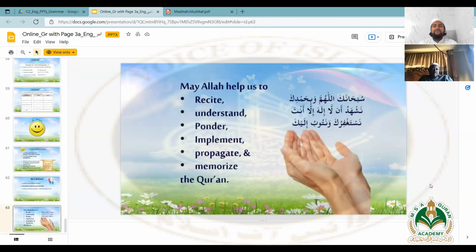So let's pray, make dua. May Allah Almighty help us to recite, understand, ponder, implement, propagate, and memorize the Quran.